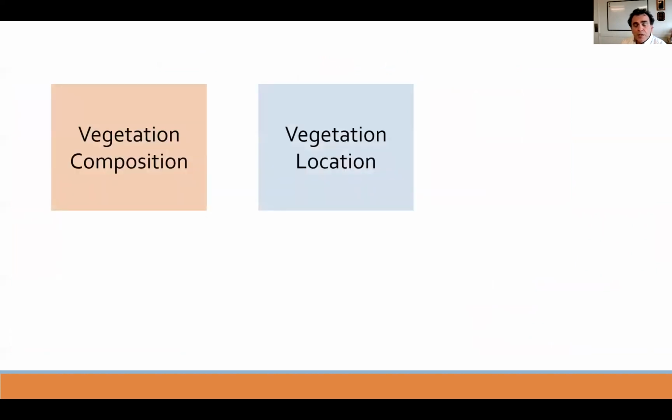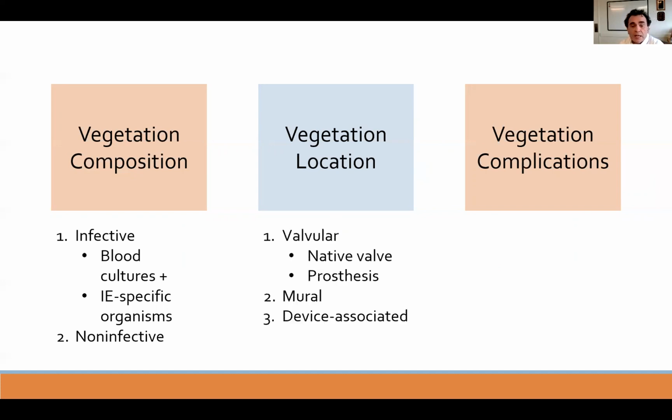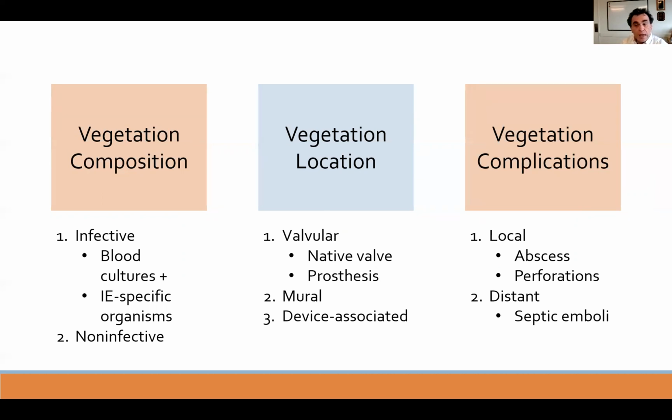Now let's look at the vegetation composition, vegetation location, and vegetation complications. Vegetation composition, as we already discussed, can be infective or non-infective. In the case of infective endocarditis, there are positive blood cultures with an infective endocarditis-specific organism, and in non-infective, clearly, there are no signs of infection. With respect to vegetation location, they can be valvular, located on native valves or prosthetic valves, they can be mural, or device associated. And with respect to complications of a vegetation, they could be local, around the vegetation itself, resulting in abscess formation or perforation, let's say, of mitral valve leaflets. And there can also be distant complications of endocarditis, and they include septic emboli.